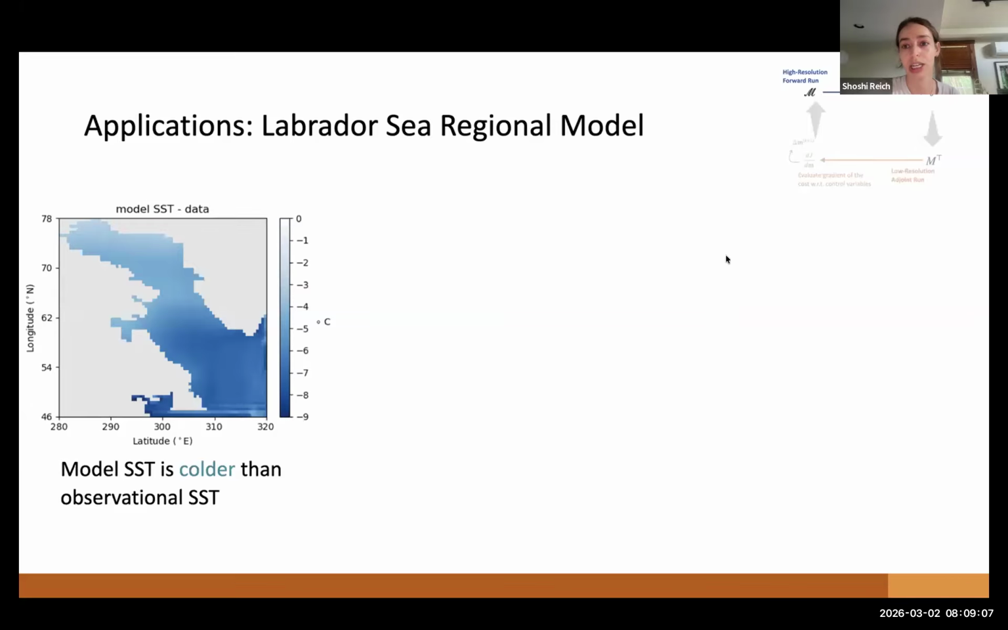Okay. So first thing is I ran my high resolution forward run, got my model SST, and I'm comparing that to my observations. So this first step up here. And we see it's negative everywhere. Our model is colder than our observations, as we designed the problem.